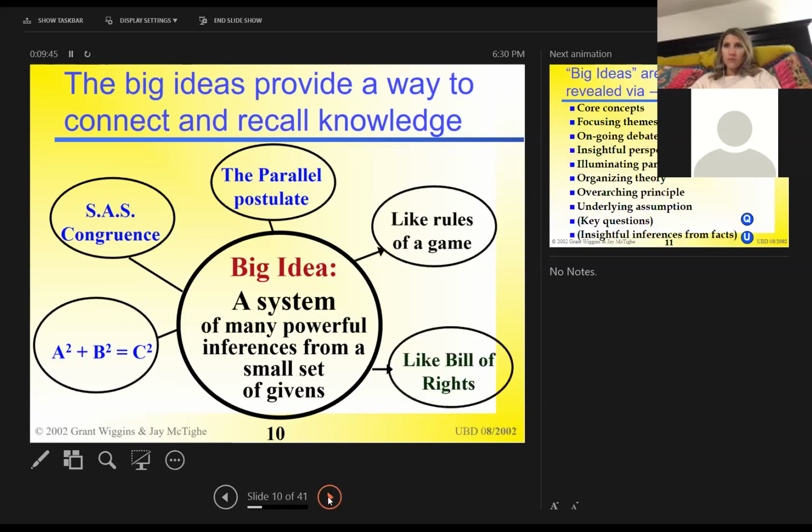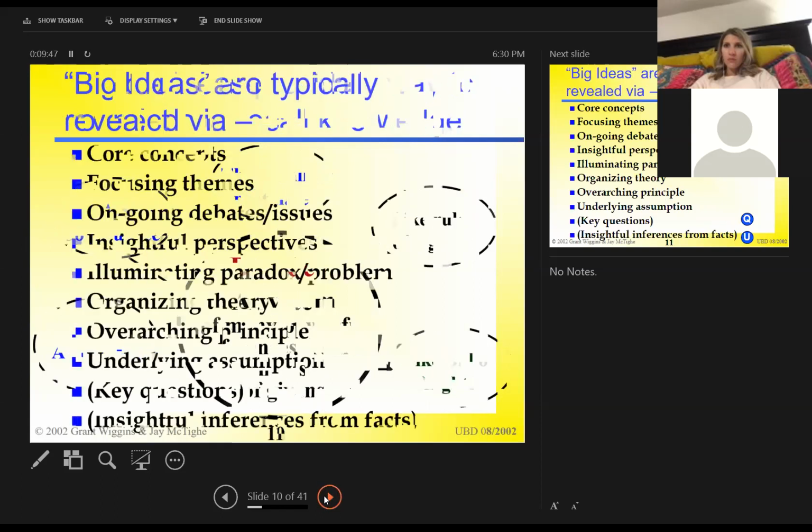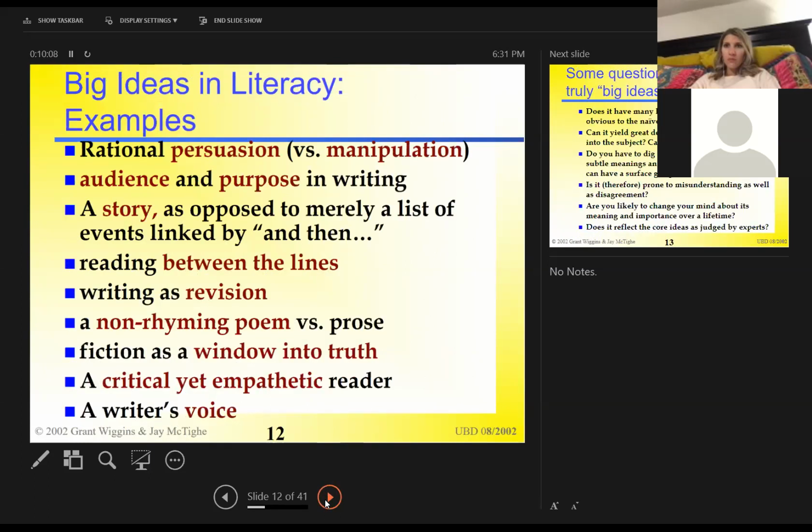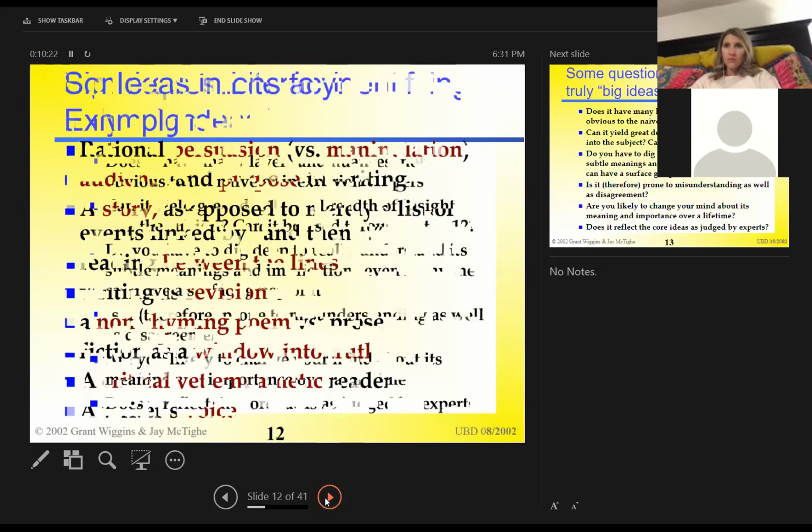It's like the rules to the game or like a Bill of Rights. So big ideas are typically core concepts, themes, debates, etc. And a principle, a theory. So if I'm in science, maybe I'm going to talk about the theory of relativity. So that is my organizing theory. That is the big idea that we need to work on. Okay. So in literacy, it can be reading between the lines, inferencing. It can be persuasion. It can be fiction. It can be, like I said, a million different examples.